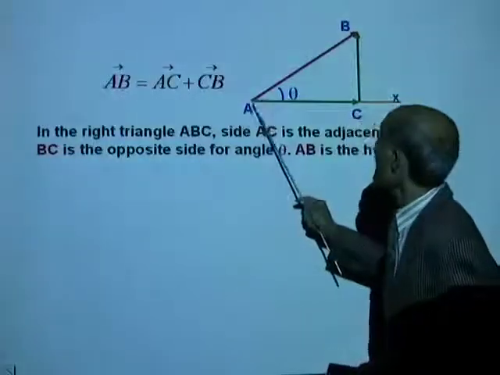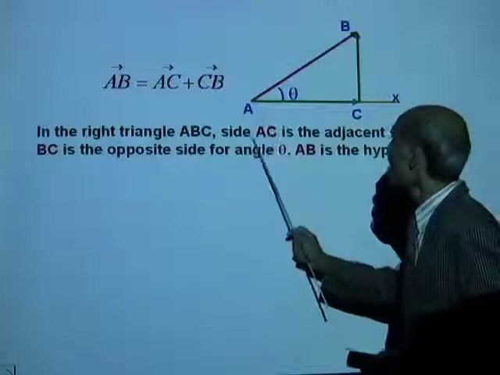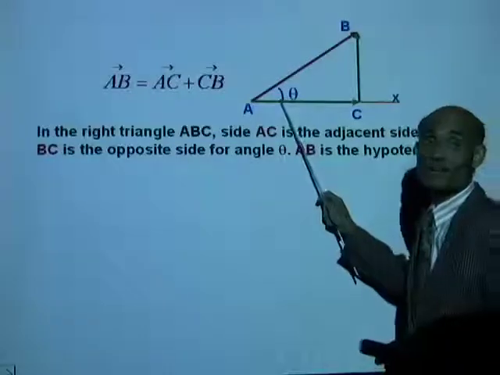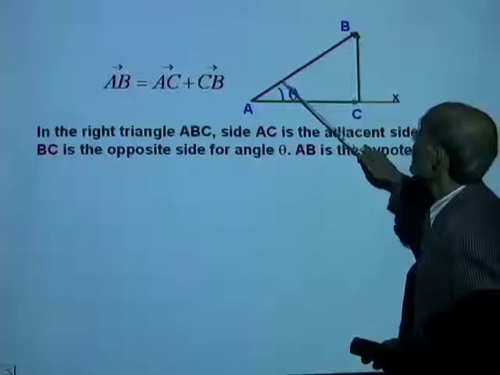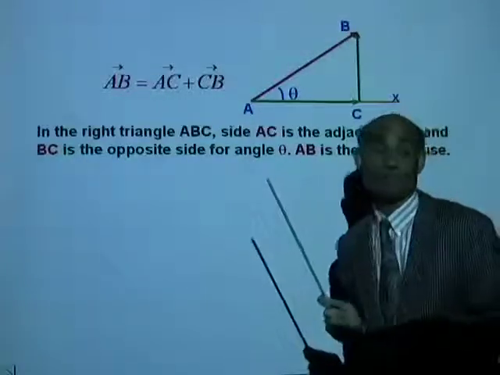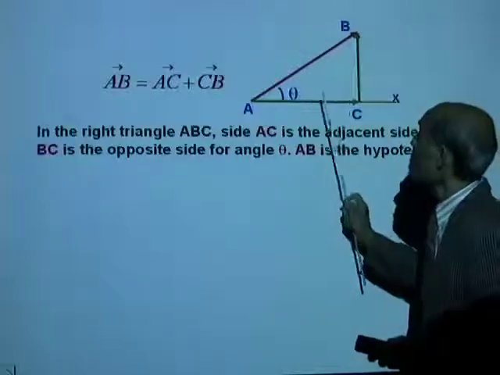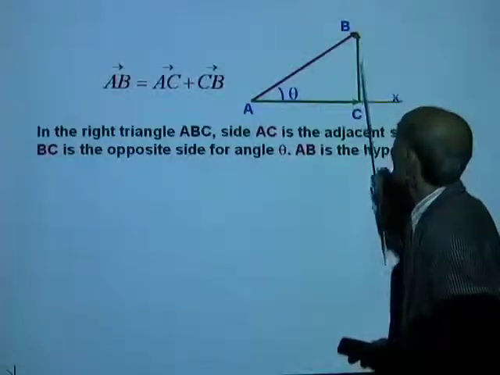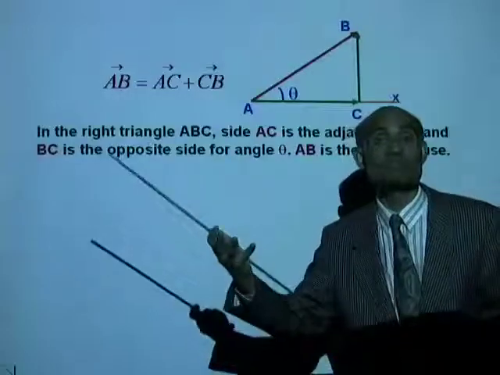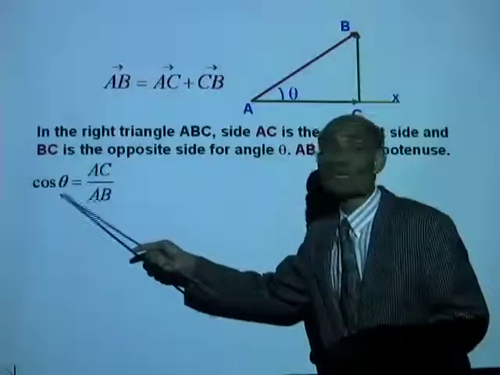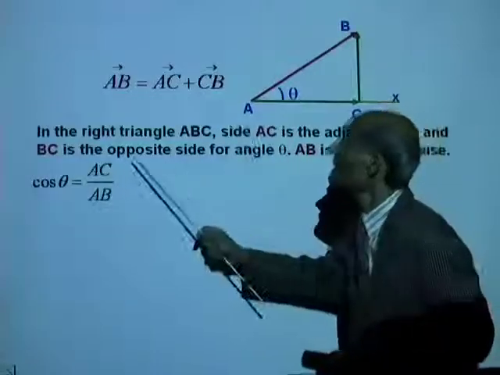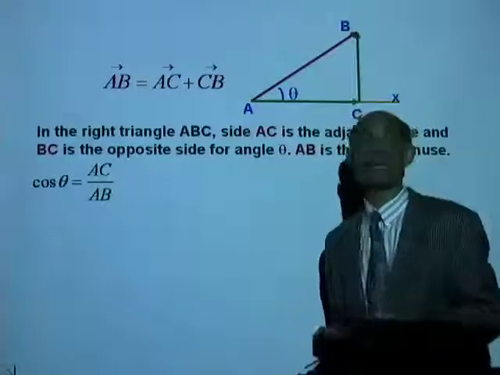In the right triangle ABC, AC is the adjacent side of the angle theta, is that right? And CB is the opposite side of angle theta. And AB is the hypotenuse. All right, let's now obtain values of AC and CB in terms of AB using a simple trigonometric relation. Now, you know cos theta is adjacent side divided by the hypotenuse. So cos theta is AC divided by AB.